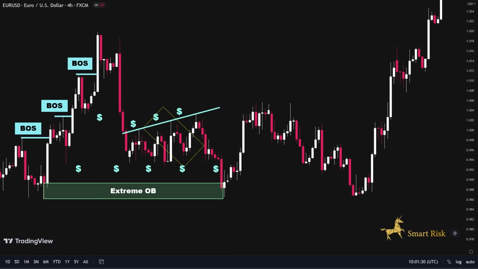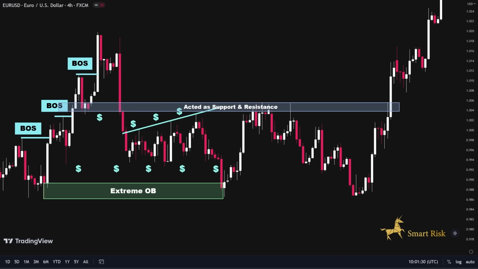Next on the chart, we can spot this strong zone that has acted as both support and resistance. This zone has generated significant liquidity above it. If we move our attention a bit lower, we can identify this bearish channel. Liquidity has accumulated both above and below this channel.